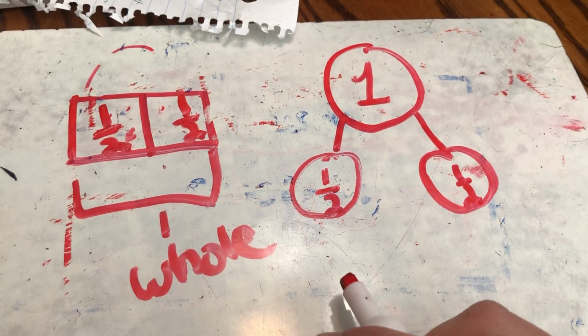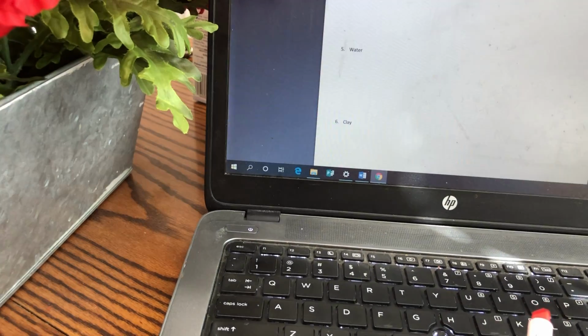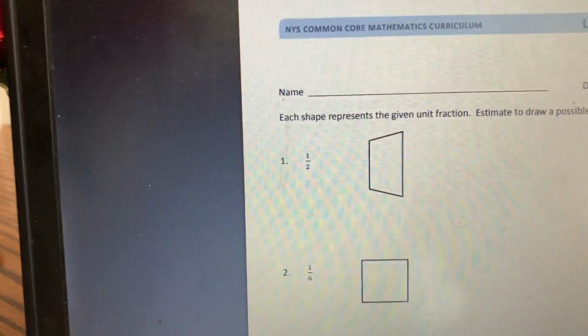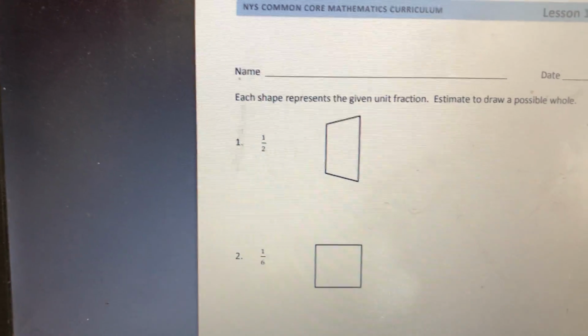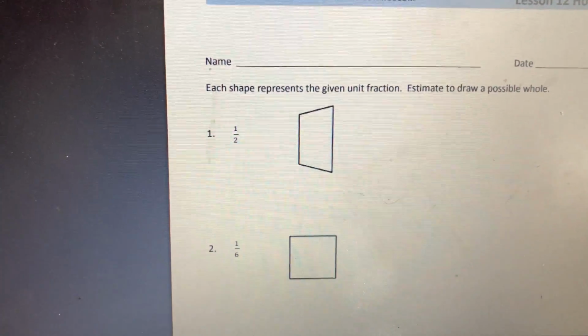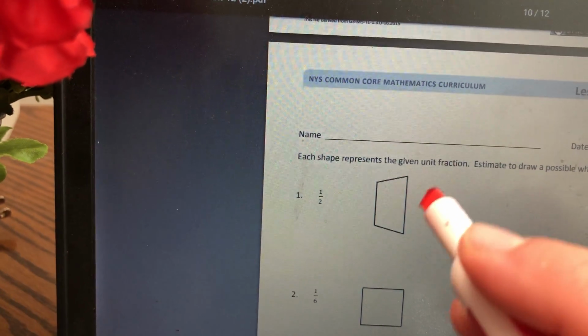Okay. All right. Your homework, you're gonna need to use Kami. Again, if you didn't download Kami, then you're gonna have to do it on a separate sheet of paper, okay? This says each shape represents the given fraction or the given unit fraction. Estimate to draw a possible whole. Okay, all that means is 1/2. So this little shape right here is 1/2. Well, you're gonna need another shape.